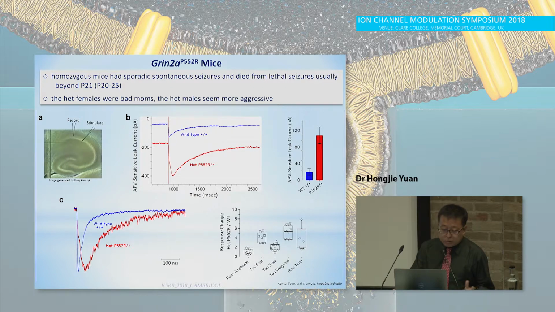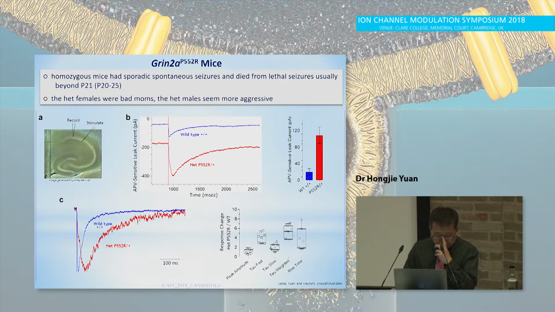The homozygous mice have spontaneous seizures and died from the lethal seizures usually around P20 to P25. The heterozygous mom does not take care of the pups, and the heterozygous dad seems more aggressive. That makes our study progress very slow.